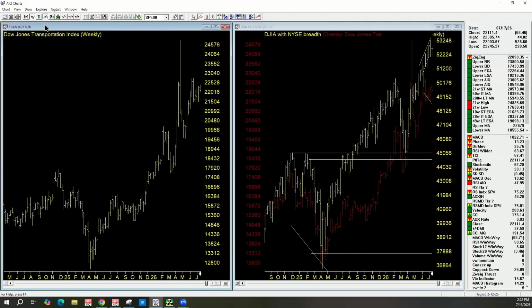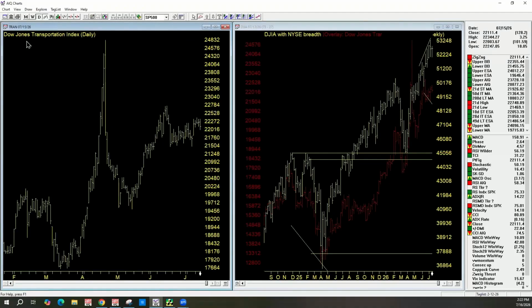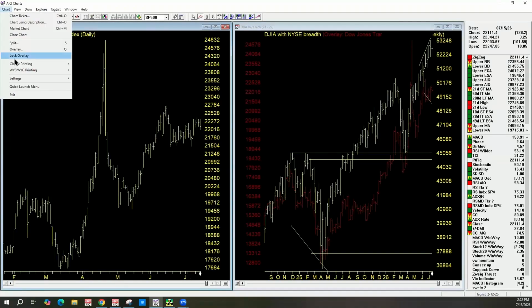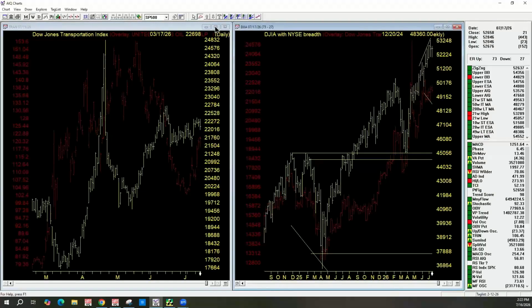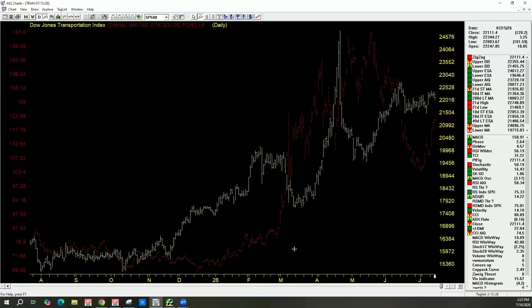And I'll switch this back to daily. And what we'll do is overlay on top of this particular chart the USO, the US oil index. So it's an ETF, tradable. I could do this with the DJIA, just to show you. Let me pop this up to full screen here.